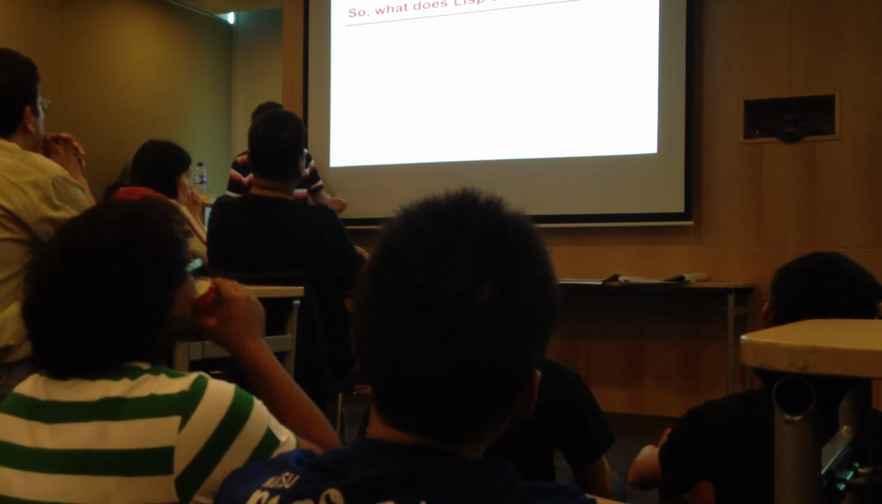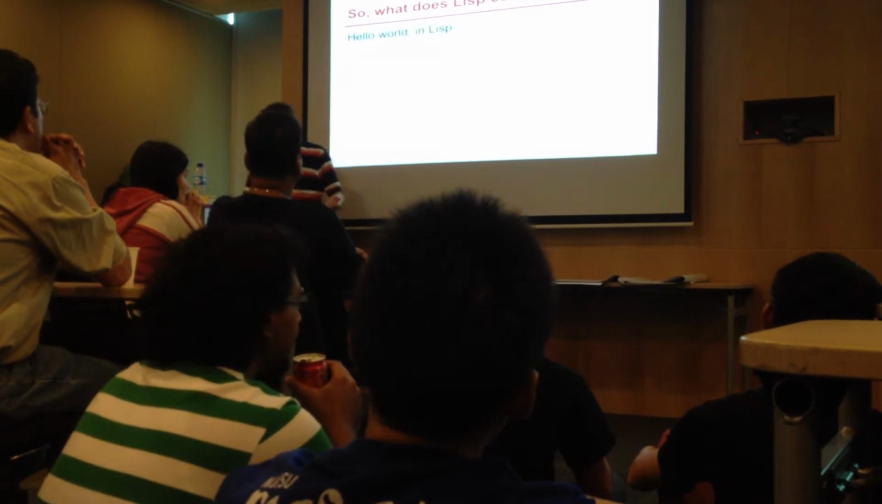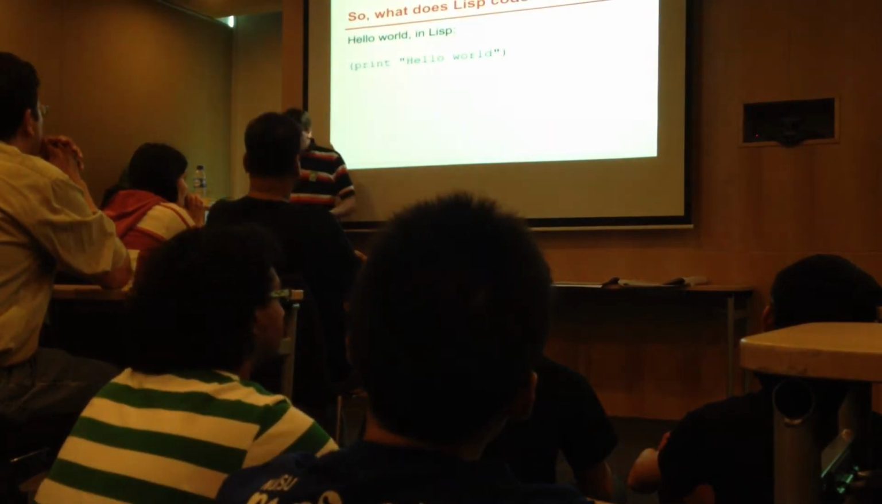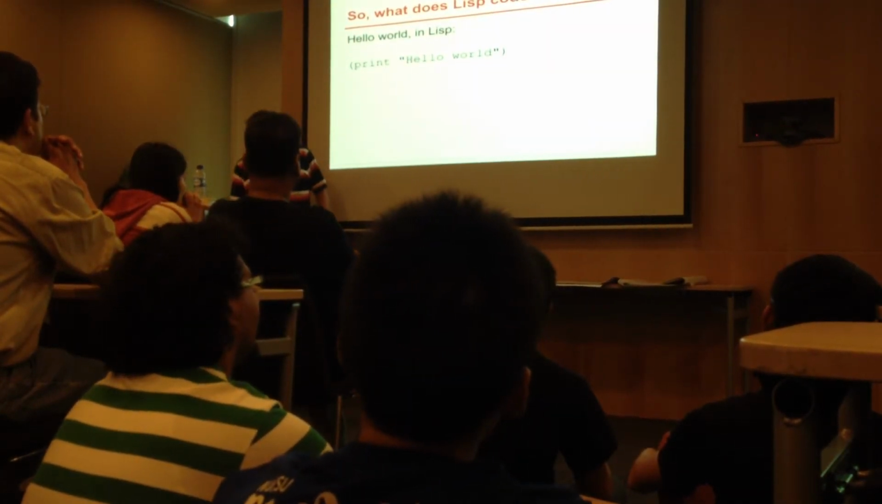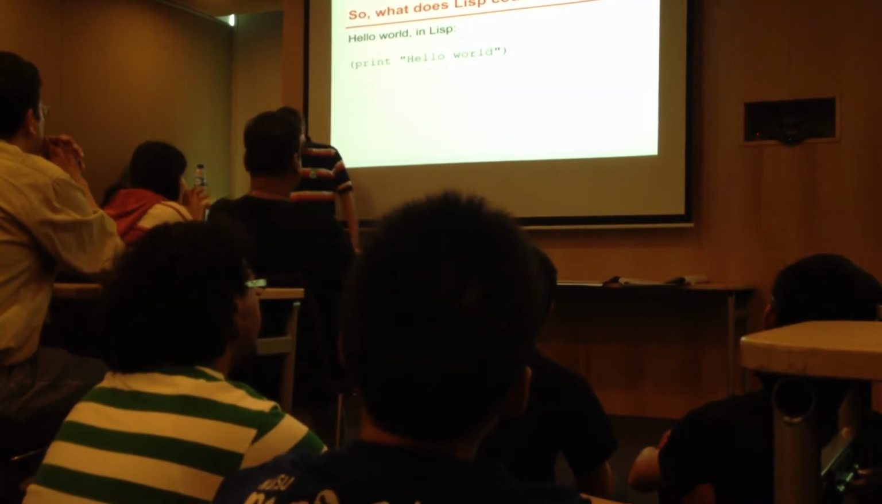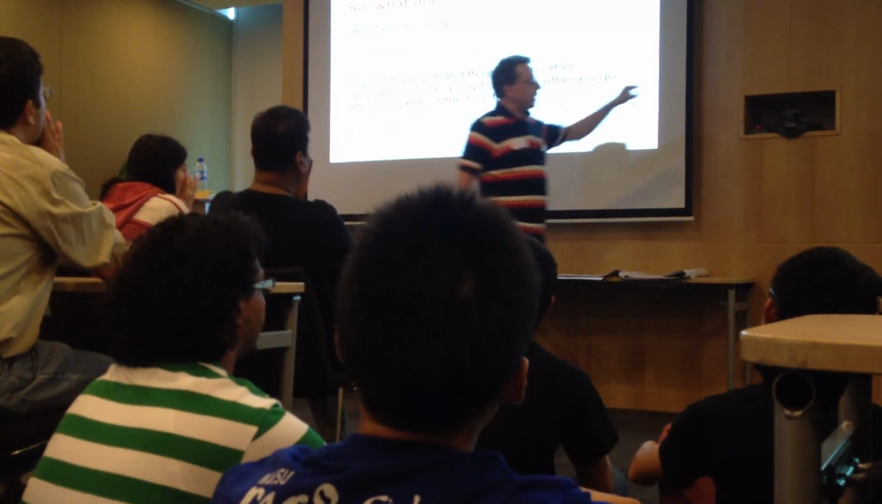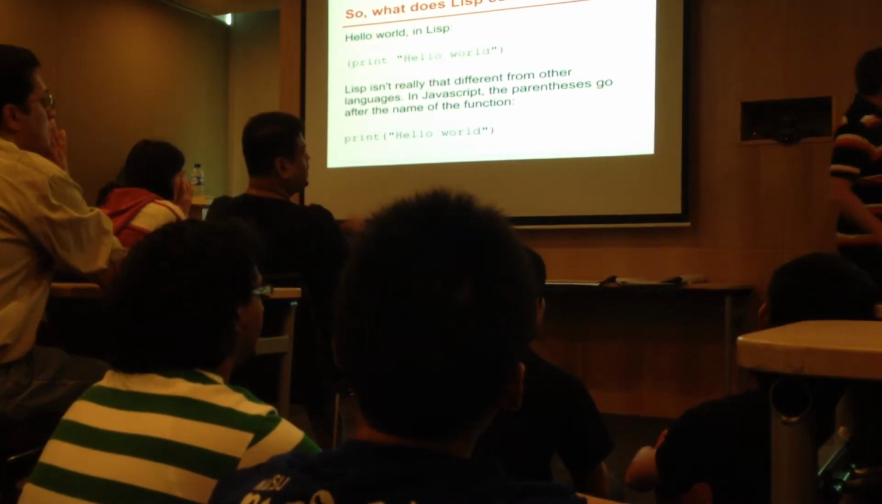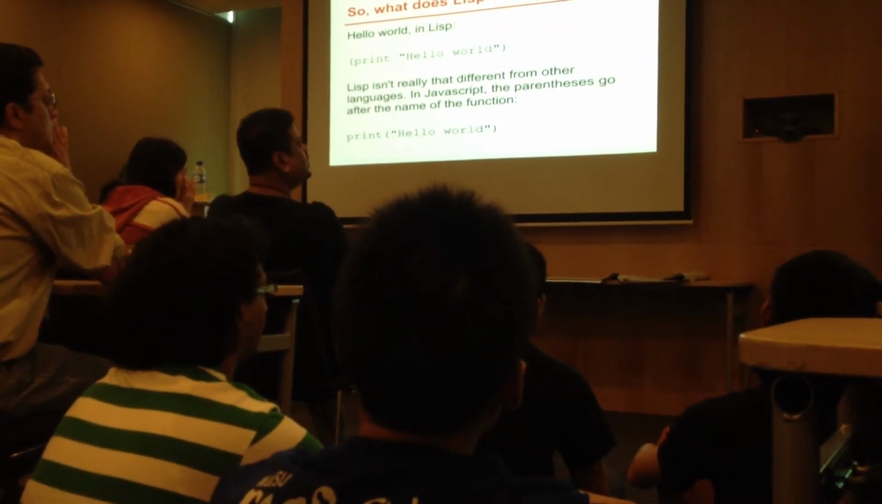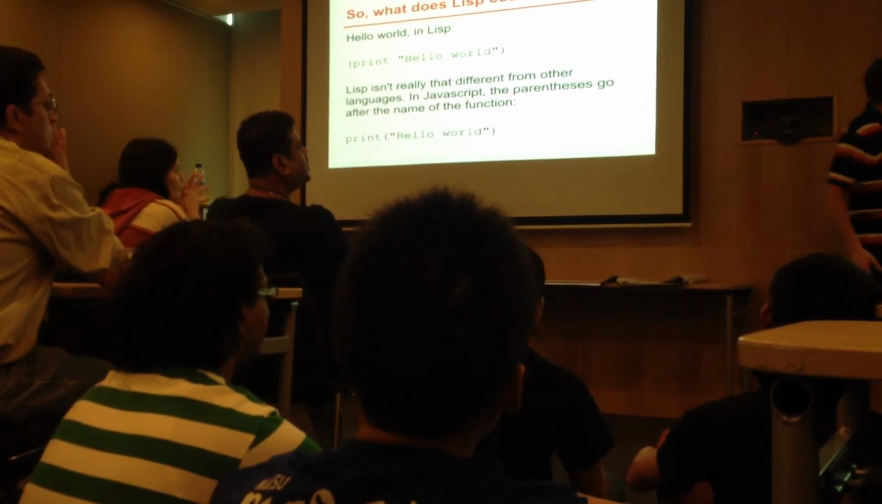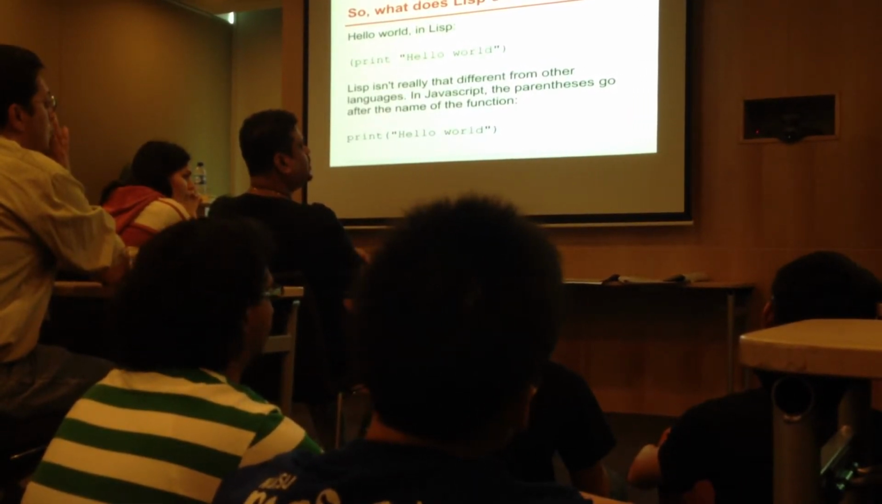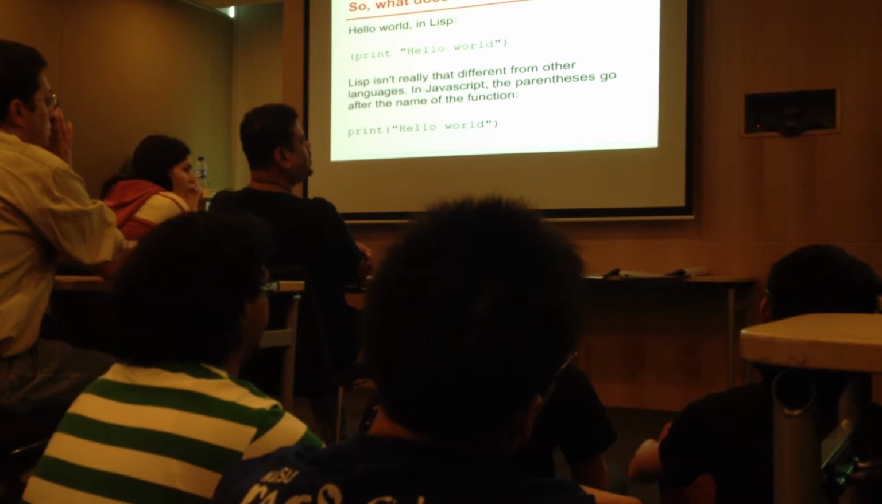So what does Lisp code look like? Let's take a look. Hello world, very simple. This is actually not very different from JavaScript. The only difference here is that in Lisp, the parentheses go around the expression. So you have the function name first, and you have the parentheses on this side as opposed to this side. Other than that, there's no difference.